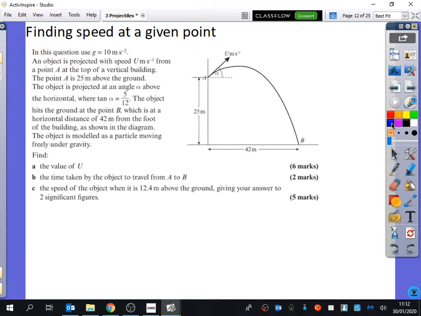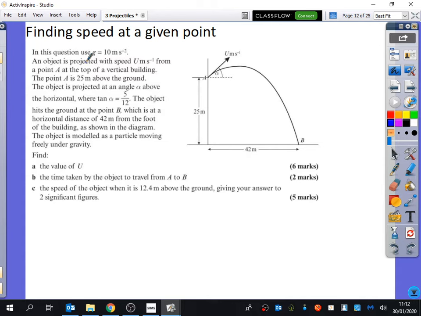So this one, it says finding speed at a given point. In this question, use g equals 10 meters per second squared. So make sure, if they don't tell you what g is, it's 9.8, but they often like to say that g is 10. Don't then use a different value. You have to use 10 if they tell you to.